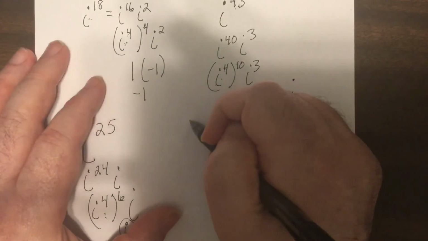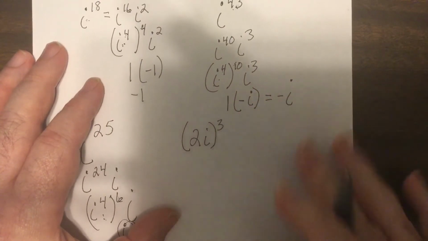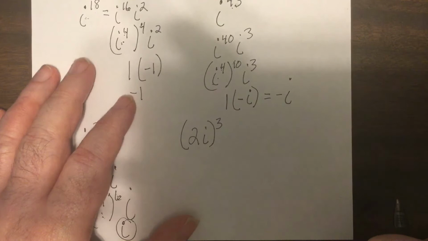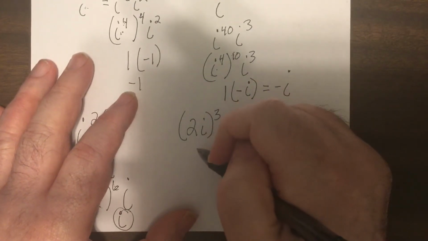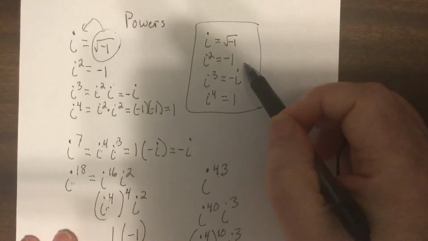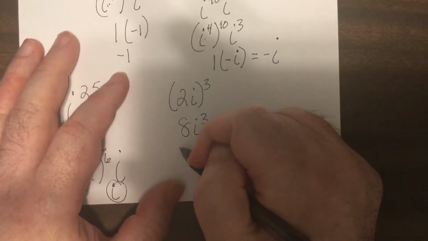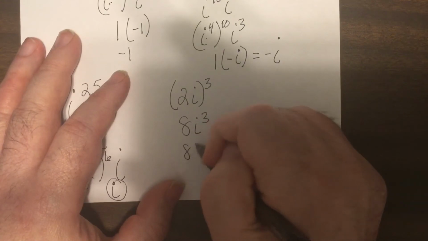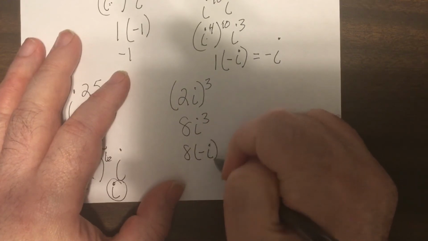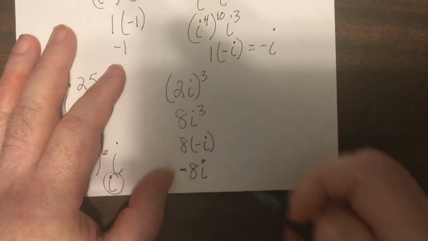So what if I try this problem on your lonesome right now? What is 2i all cubed? Do it right now. It would be 8i cubed. But wait a minute, we know i cubed is negative i. So this would be 8 times negative i. Now notice it's in parentheses. We're multiplying, so it's negative 8i.